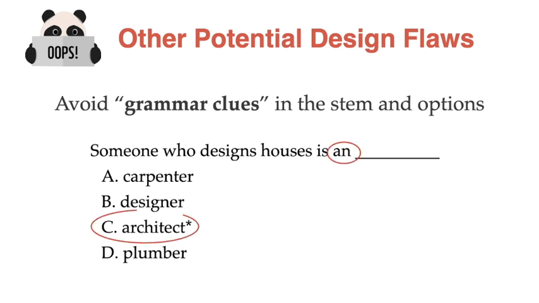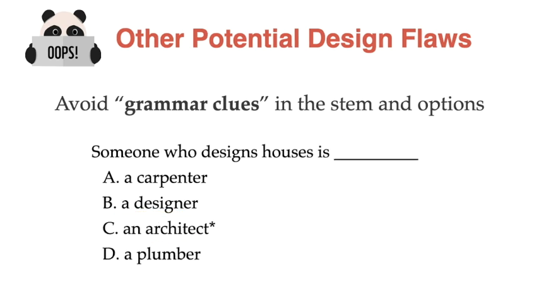The article "an" provides a clue because only the key begins with a vowel. How could we fix it? In this case, repairing the item is not difficult. We simply remove the article from the stem and include appropriate articles with each option.